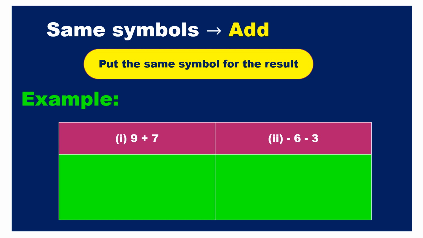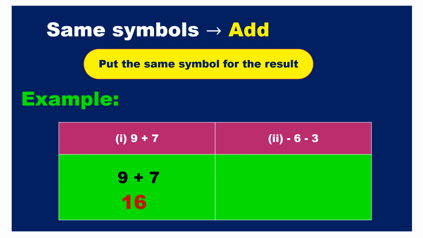So here our rule is same symbols friend is addition. First we'll do addition, whether it is for minus or for plus. So 9 plus 7 means both have the plus symbol. So both have the plus symbol means we should add, right? Because same symbols friend is addition. So add them. 9 plus 7 is 16.